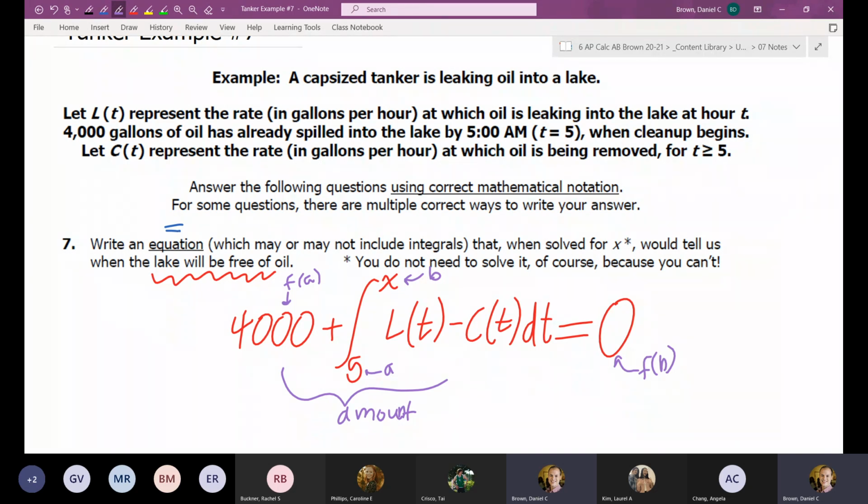Yeah, so I'm not sure it matters, but wouldn't C of T be bigger than L of P? I would still write it this way because it doesn't matter if it's bigger. We don't know which one is bigger. Like in this interval, from 5 to X, at some point it could be leaking faster, at some point you could be cleaning up faster. We don't know which it is. These are functions, they are changing. Okay, so we want to leave it in that format of L of T minus C of T.